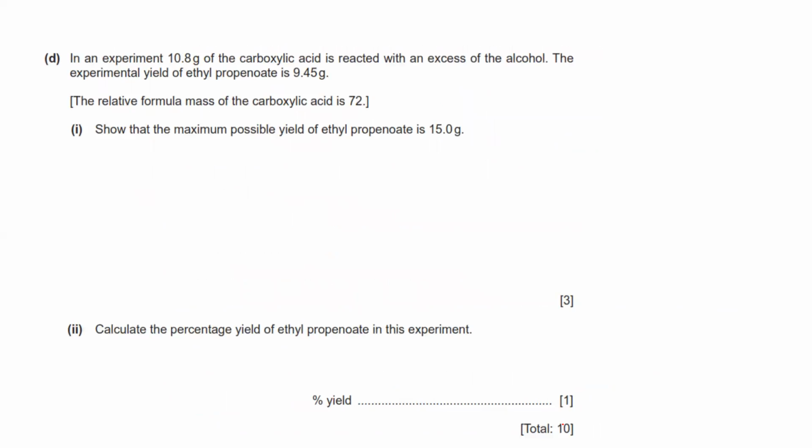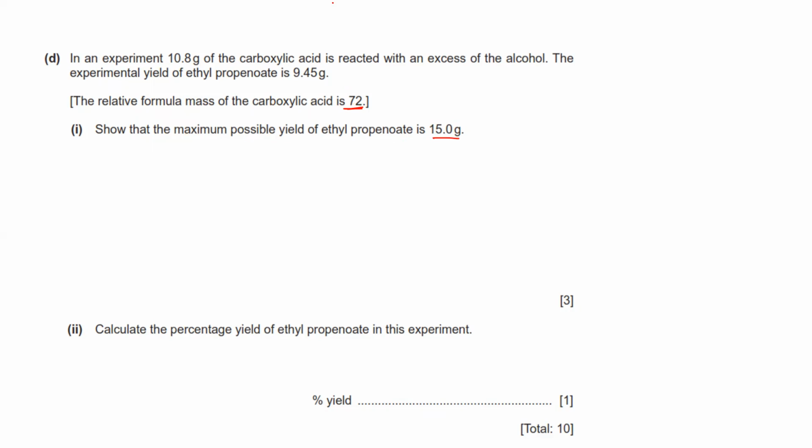So next part, part D, it says in an experiment, 10.8 grams of carboxylic acid reacts with excess alcohol. Okay, so alcohol is in excess. So the experimental yield of ethyl propanoate is 9.45 grams. Relative formula mass of carboxylic acid is 72. Show the maximum possible yield of ethyl propanoate is 15 grams.